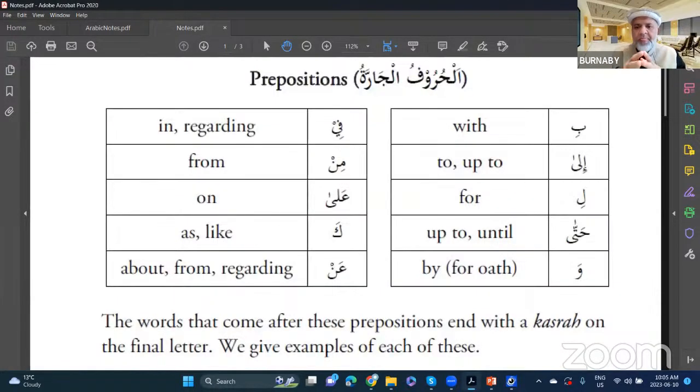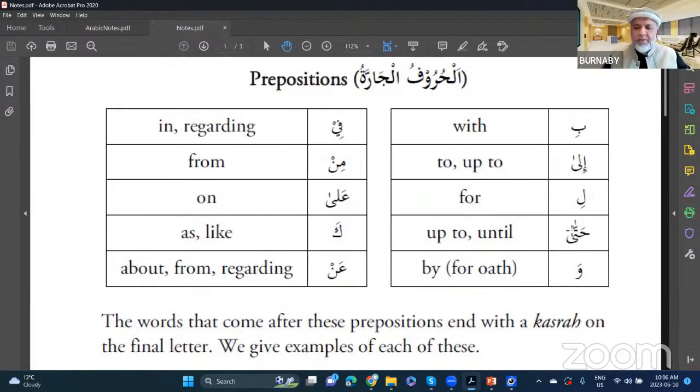The letter ba, which means with. Ila, the meaning is to, up to, towards. Then there is the letter lam, it means for. Then there is hatta, which is also like until, up to. Then there is waw, and waw is for the oath. So when you say wallahi, you take an oath on Allah. And then there is the letter fi, in, regarding, min is from, ala is on, and ka is for like, when you want to give a similarity between two things, you want to say that this thing is like such a thing, and an.